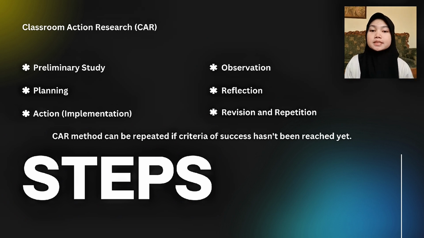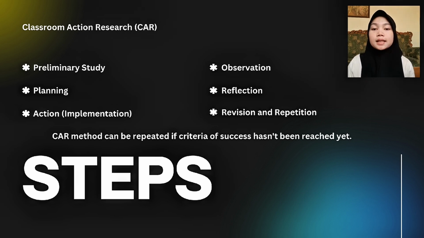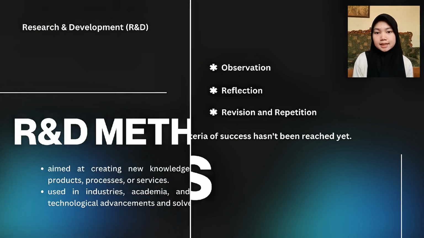Then the last step is revision and repetition. The researchers can modify the plan based on their reflections and their findings. Then they implement revised strategies in subsequent cycles for continuous improvement. The classroom action research method can be repeated if the criteria of success have not been reached yet.